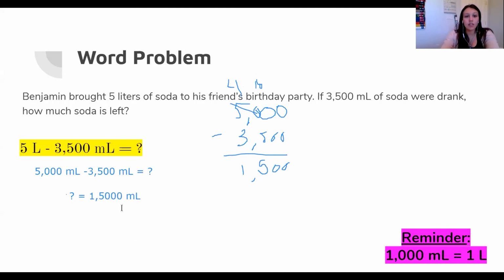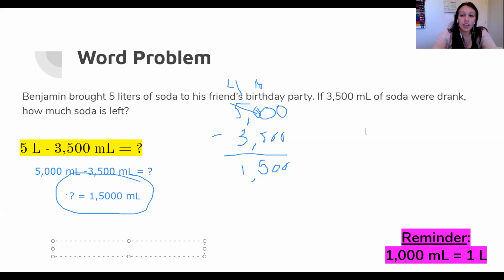Perfect. So we can either leave our answer just like this and say that this is our answer, or we can also convert it to liters. Now we know that 1,000 milliliters equals 1 liter, and we have an answer of 1,500. So if we take 1,000 out of this, we would have 1 liter plus 500 milliliters, because we don't have enough milliliters to make another liter. So this could be either of our answers.